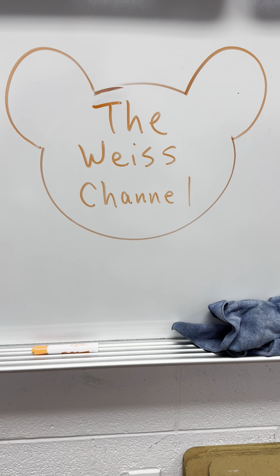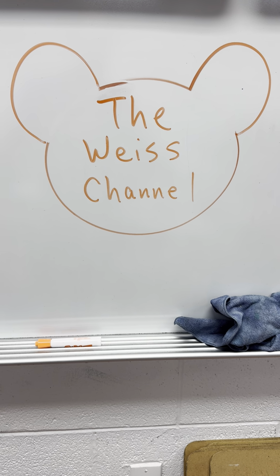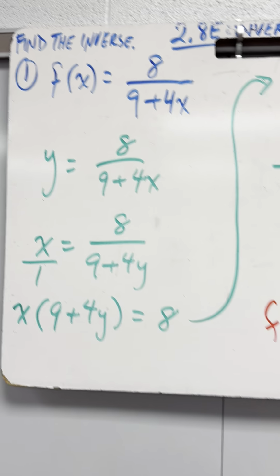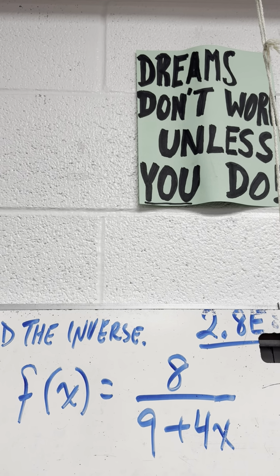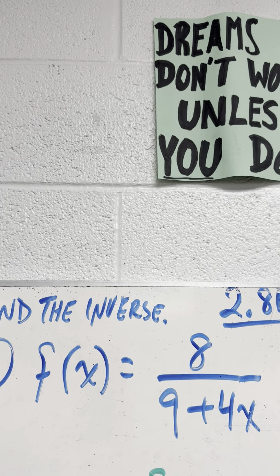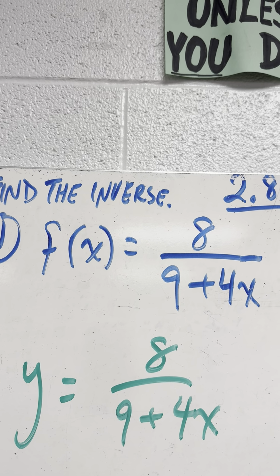Today we're going to continue with inverse, where inverse problems are a little more complicated. All right. So let's take a look. Find the inverse. F of x equals 8 over 9 plus 4x. Okay. So change that to y equals 8 over 9 plus 4x.